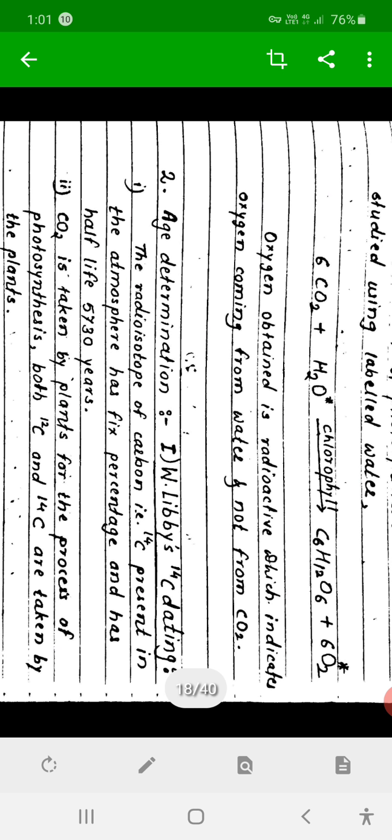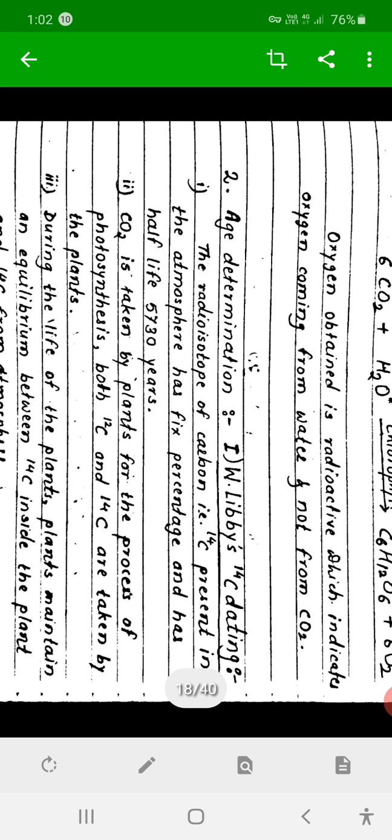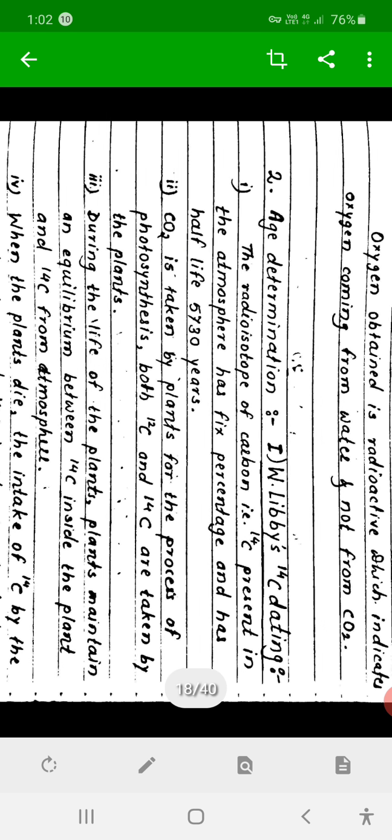And if the emitted oxygen is non-radioactive, we check its activity. If it is non-radioactive, that indicates that the oxygen comes from carbon dioxide. In this way, by using radioisotopes, we judge the reaction mechanism of any chemical reaction.